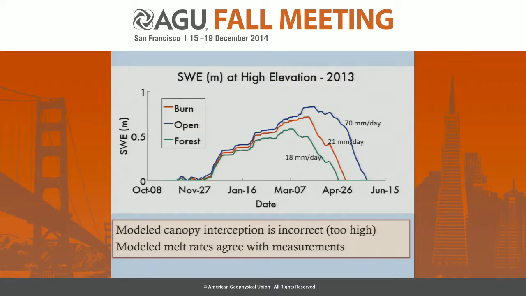We made a big improvement in getting the albedo decay right for the burned areas, and I think that is a significant improvement in this part of the model where we have the melt rate, and you can see the melt rates here are shown at this high elevation site. But we are absolutely not getting the accumulation right here.